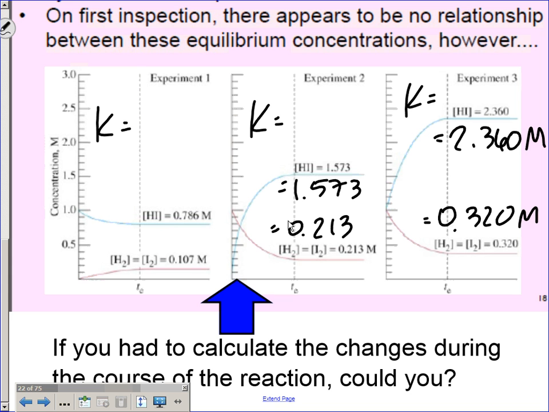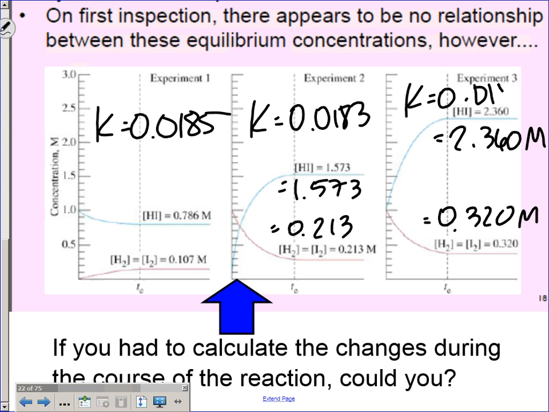All right, experiment 1, what'd you guys get? 0.0185. What did Jack's area get? 0.0183. And this last table area? 0.0184. Oh, slam dunk, people. It's basically the same, right?